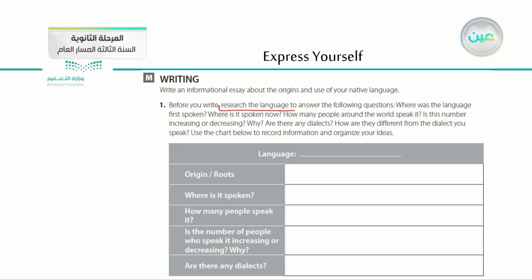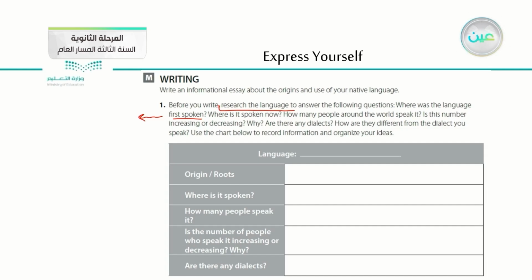Where was the language first spoken? So we're talking about a place. Where is it spoken now? How many people around the world speak it? Is this number increasing or decreasing, and why? Are there any dialects, and how are they different from the dialect you speak? Dialect means an accent or a variety, the way you speak. So, for example, in Saudi Arabia, we have more than one dialect. In every region, people speak in one way or another.